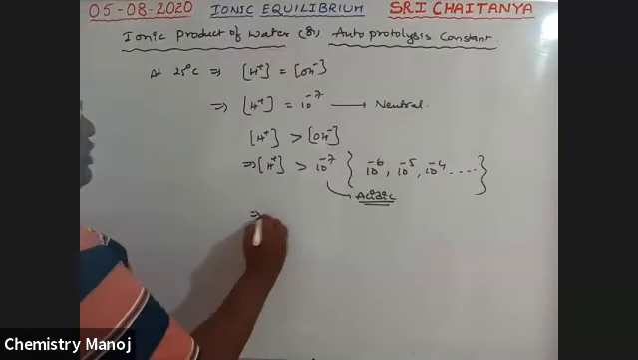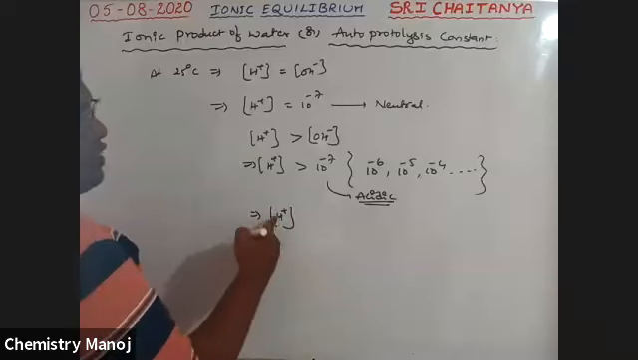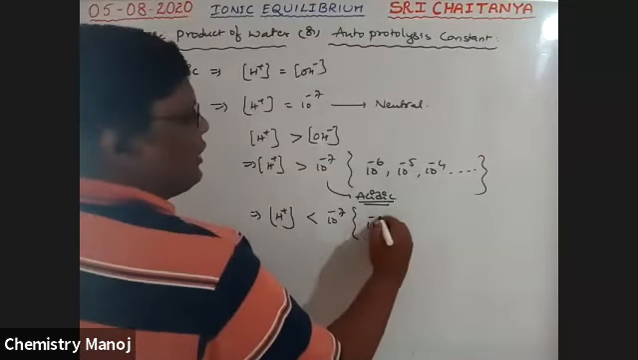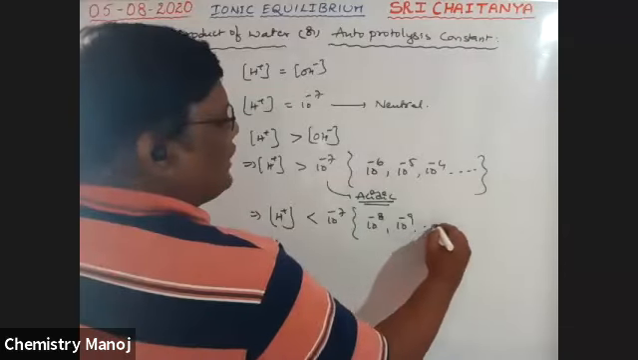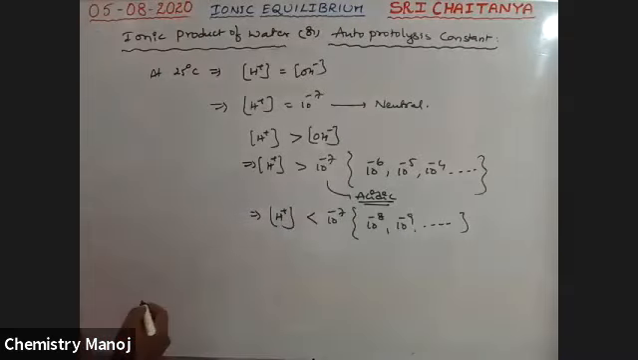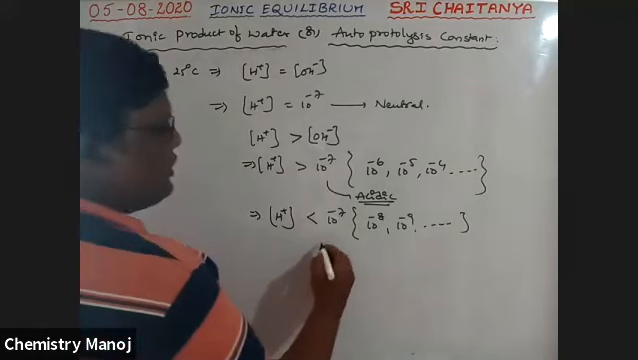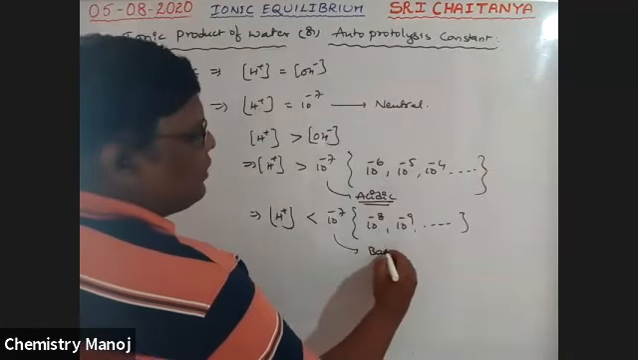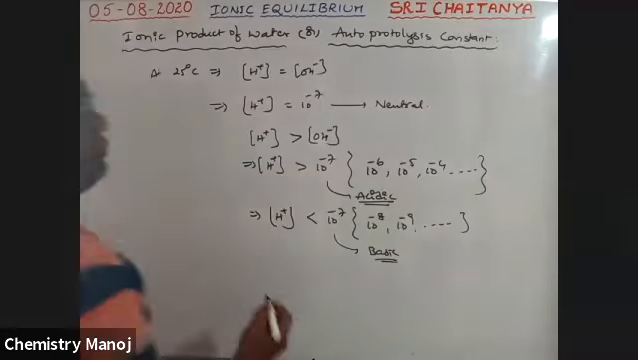Now, if the H+ ion concentration, nothing but H3O+ ion concentration, is less than 10^-7, that is 10^-8, 10^-9, like that, which means H+ concentration is less than OH- ion concentration, it is called a basic solution.